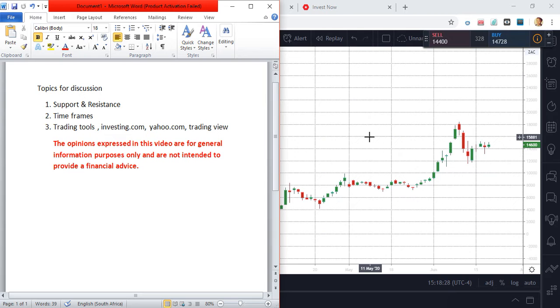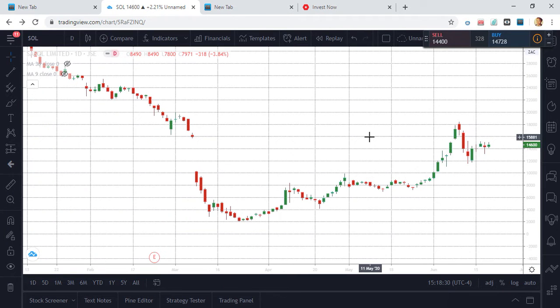Now if we go to the point of discussion today, support and resistance. For me, I would say it's a fundamental. You need to know where your support is, where your resistance is. Your support is, for example, if I draw a line, that's where the market holds up, the way the market turns.